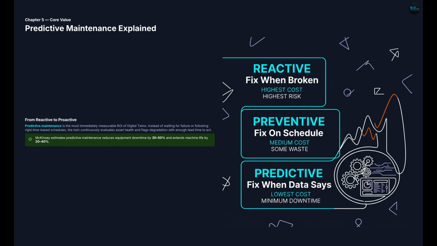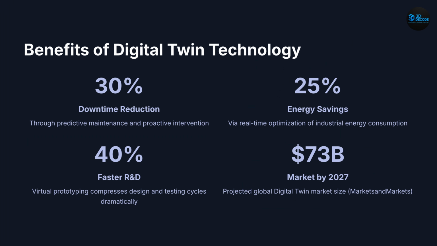Slide 24. Predictive maintenance. Predictive maintenance is currently the most valuable application of digital twins. Instead of waiting for equipment failure, AI predicts degradation early enough for proactive maintenance. Slide 25. Benefits of digital twins. Digital twins reduce downtime, save energy, accelerate research and development, improve operational efficiency, and lower lifecycle costs.